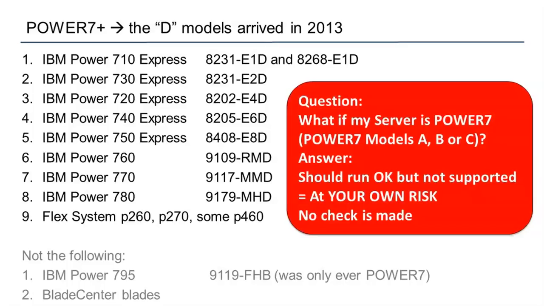What happens if you have a Power 7 machine, like a Model A, B, or C? And the answer is, that should work fine, but it's not supported. It is at your own risk. And even if you paid for support, you won't be getting VIOS server support on that hardware. And then I said, well, do you actually check the hardware model when you start up? And the answer was no, we're not going to check it. So you will get away with it, but it is at your own risk.